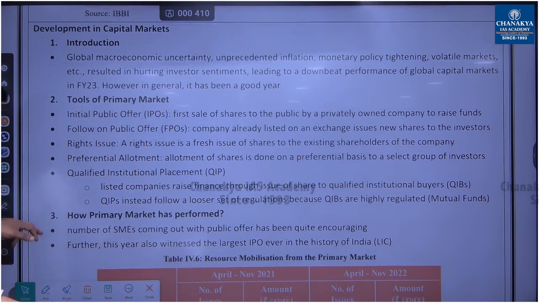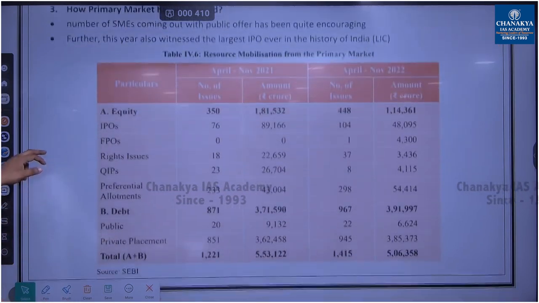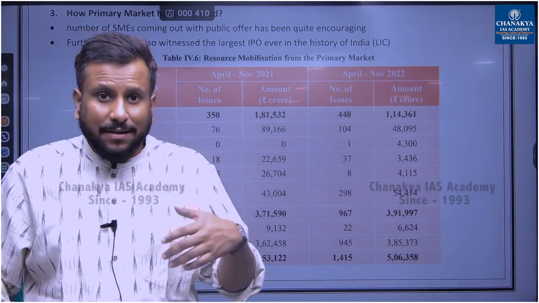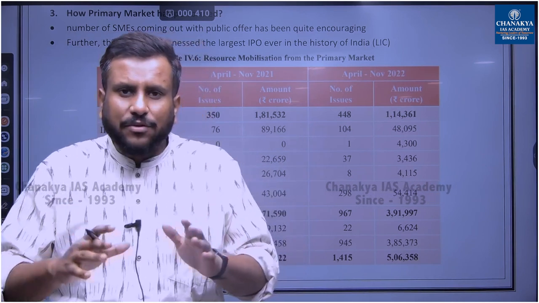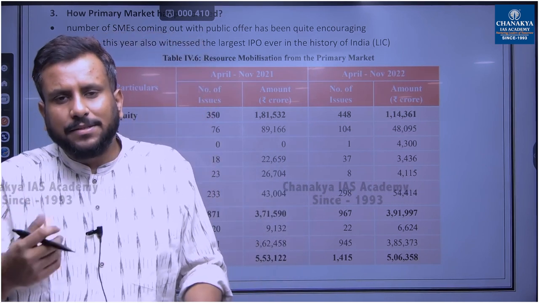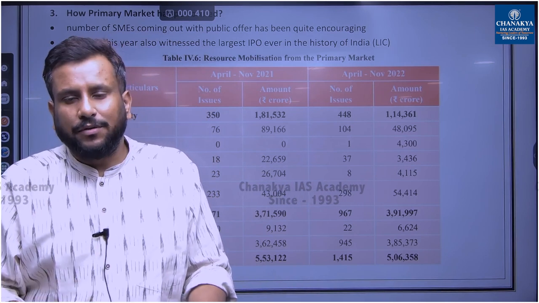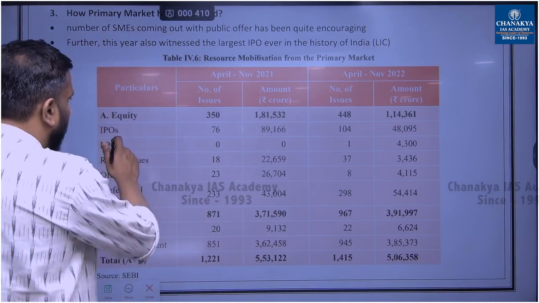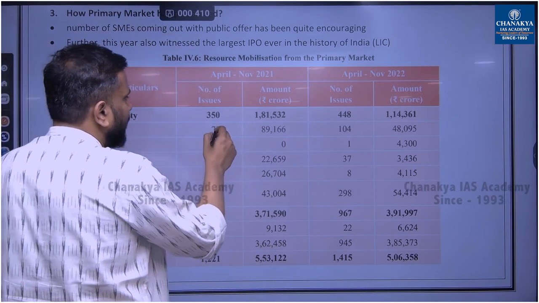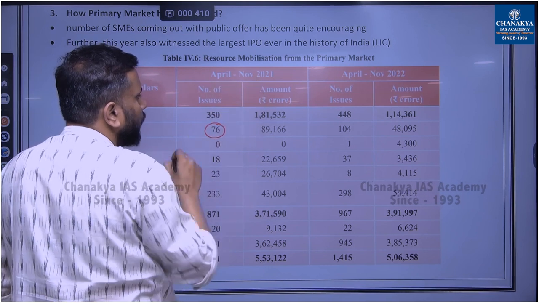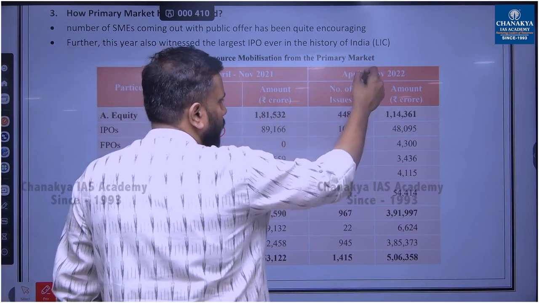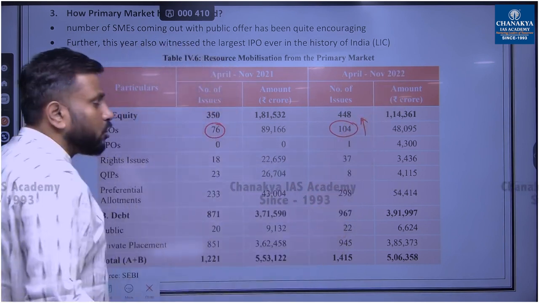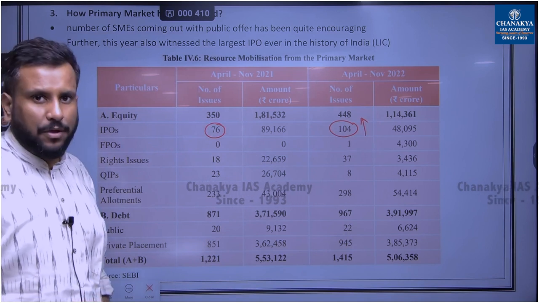Then, how the primary market has performed. So, you can see that last year, how many companies came for IPO, Zomato, Nykaa, theek hai, LIC bhi pehli baar IPO pe gaya. So last year a large number of companies went for the initial public offer. Initial matlab pehli baar, okay. To ye dekho aap, IPOs. Last year, 76 companies were there in April to November 2021. This year, April to November 2022, it increased to 104. So 104 companies went for IPO.